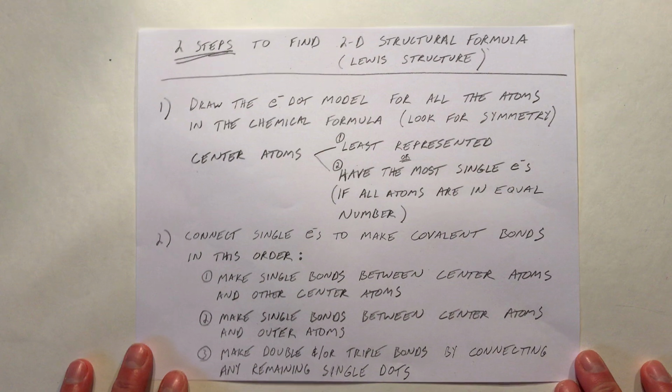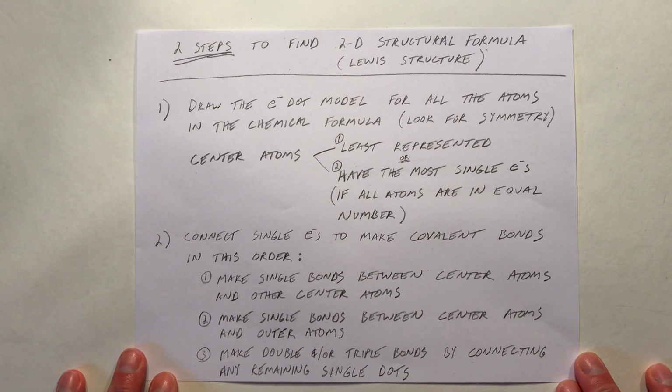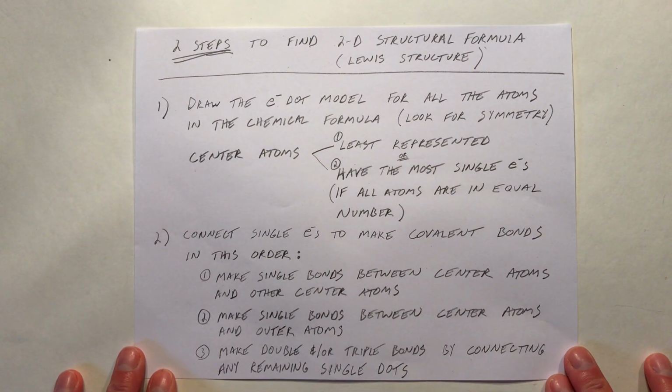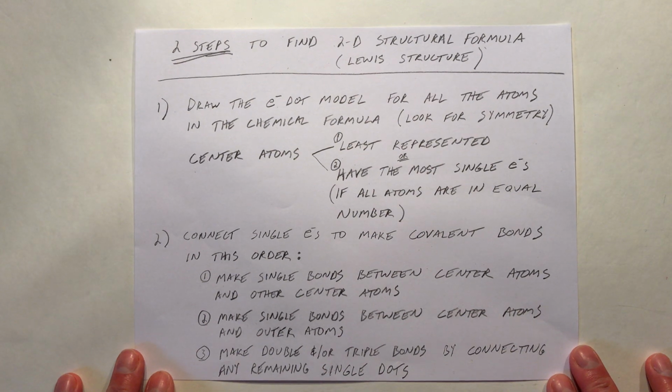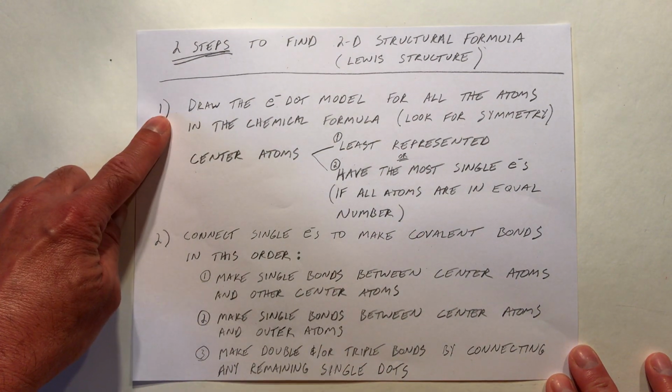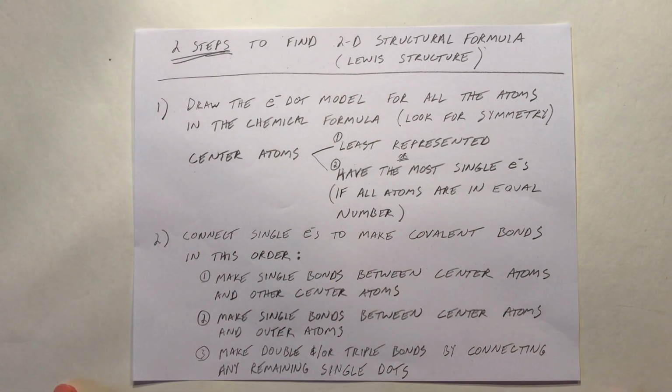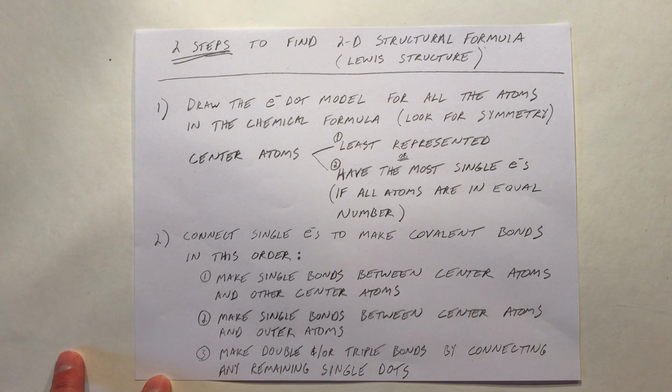Okay, so there are two steps to find the two-dimensional structural formula, or the Lewis structure, if you know the chemical formula. The first one is to draw the electron dot model for all of the atoms in the chemical formula. And when you do that, you should try to look for symmetry.